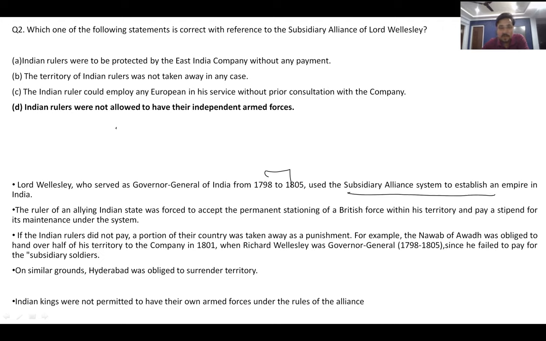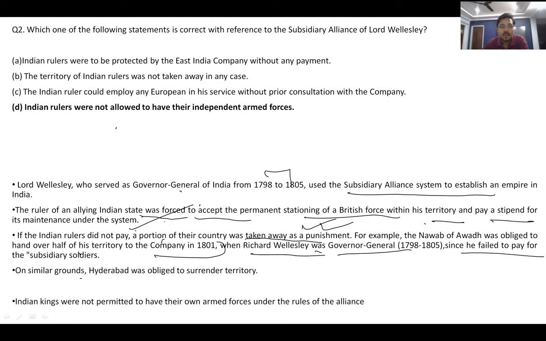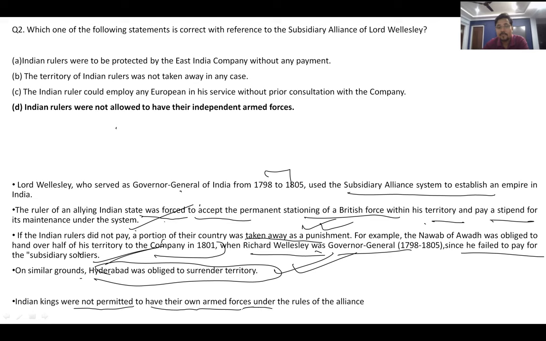Lord Wellesley served as Governor General of India from 1798 to 1805 and he introduced the subsidiary alliance system. According to the subsidiary alliance system, Indian states were forced to accept the permanent stationing of British forces within their territory and pay a stipend for their maintenance. If the Indian ruler did not pay, a portion of their territory was taken away as punishment. For example, the Nawab of Awadh was obliged to hand over half of his territory to the company in 1801, when Richard Wellesley was the Governor General, since he failed to pay the subsidiary soldiers. On similar grounds, Hyderabad was obliged to surrender its territory. Indian kings were also not permitted to have their own armed forces under the rule of subsidiary alliance. So these are the important points.